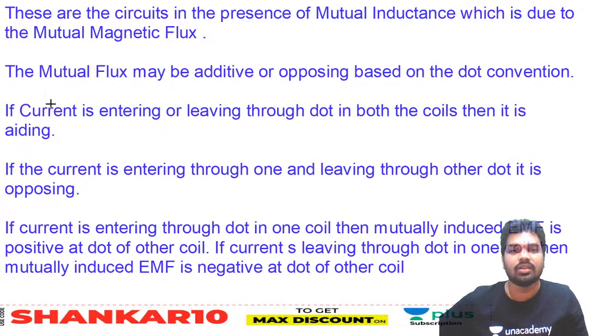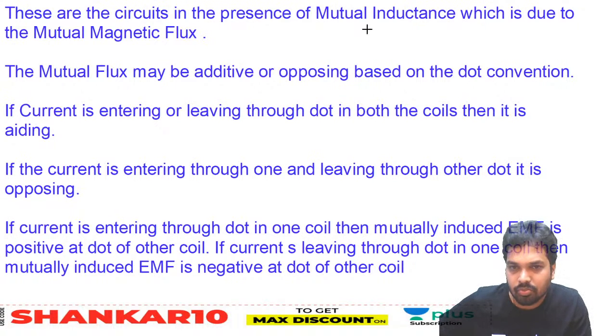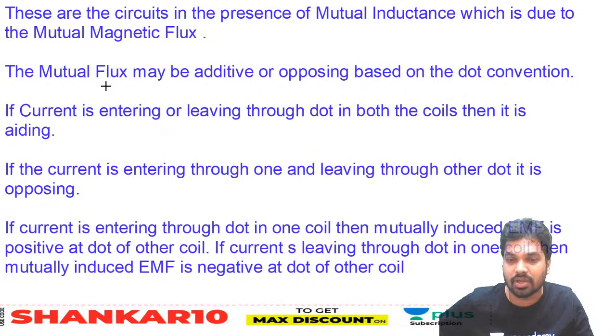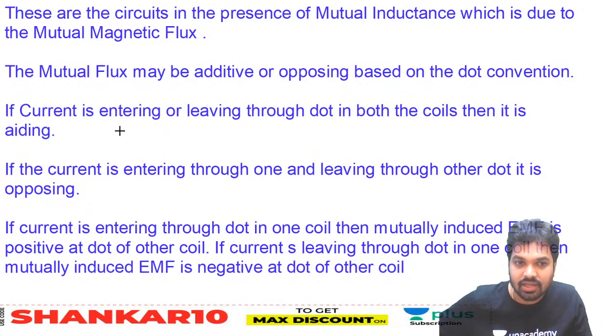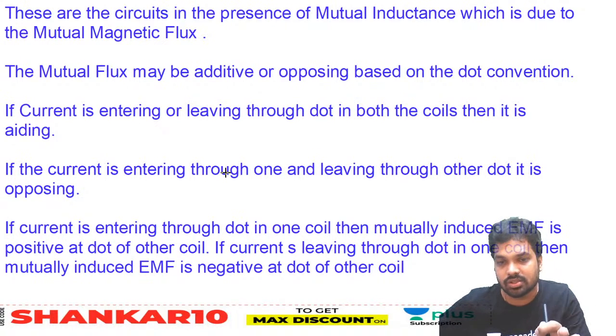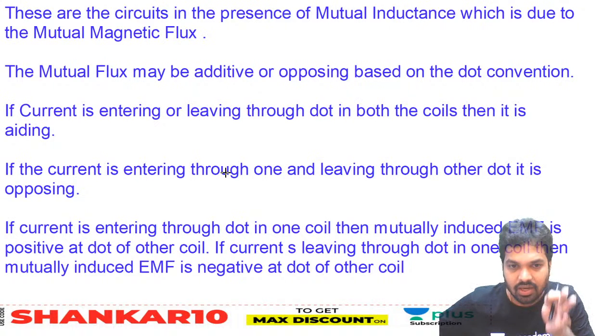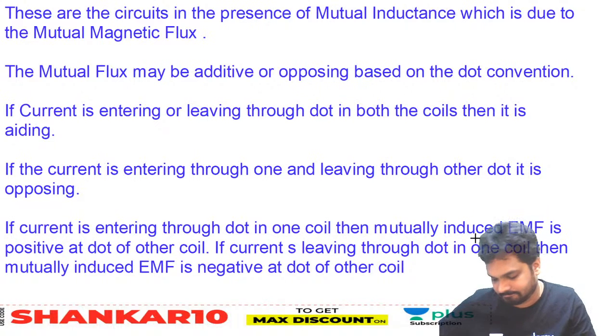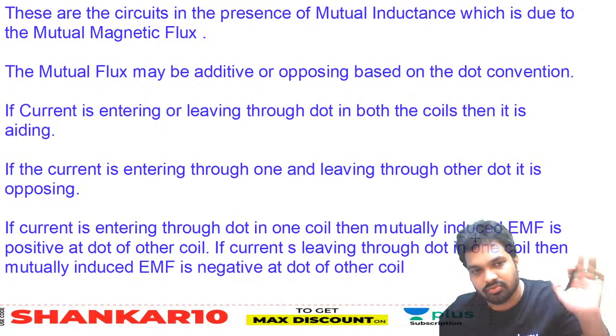See here, these are the circuits in the presence of mutual inductance, which is due to mutual magnetic flux. The mutual flux may be additive. It is adding or opposing based on the dot convention. If current is entering or leaving through both the dots, then it is aiding. If current is entering in one and leaving through the other, it is opposing. Very good. So no confusion now.